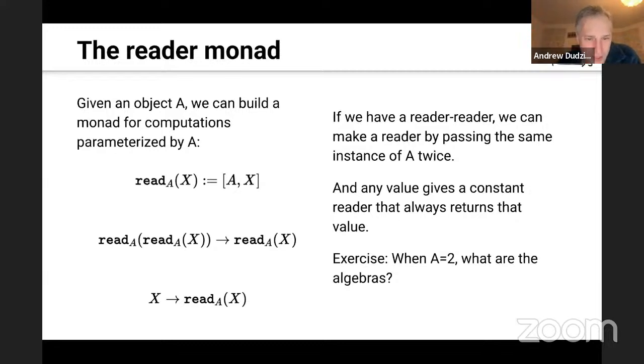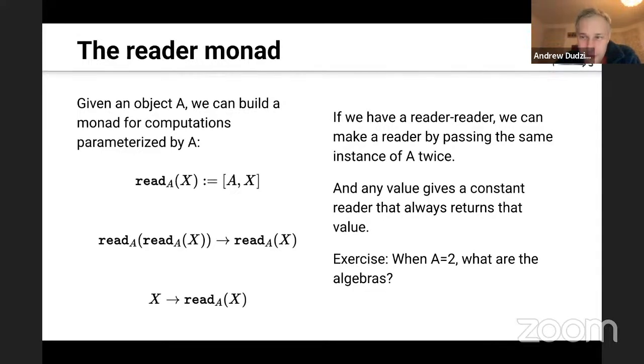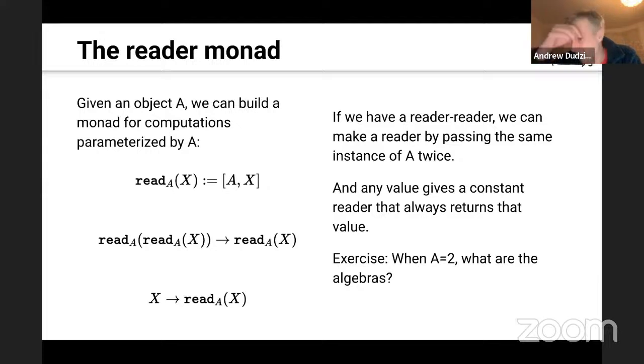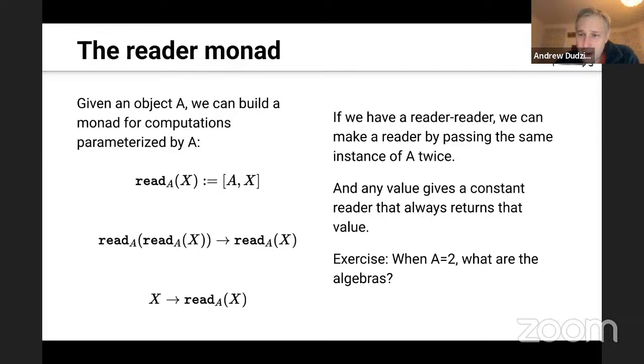So hopefully it's clear why this is called the reader monad, but interestingly enough, in general, it's quite tricky, I think, to say what the algebras are. But when A equals 2, it's a slightly hard, maybe, exercise to characterize what the semantics are for reading from 2. But anyway, this reader and writer are kind of fundamental building blocks.